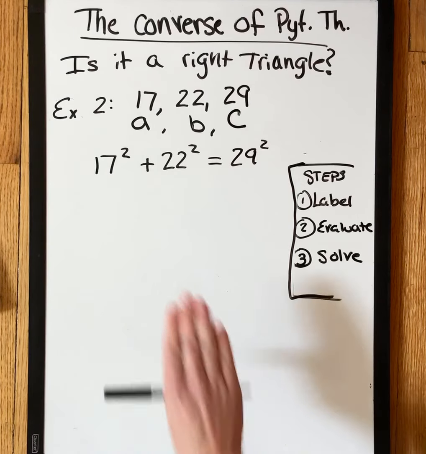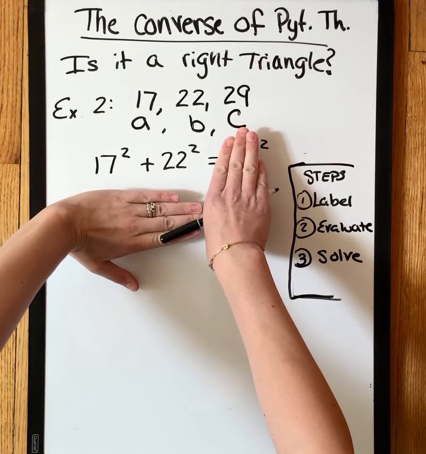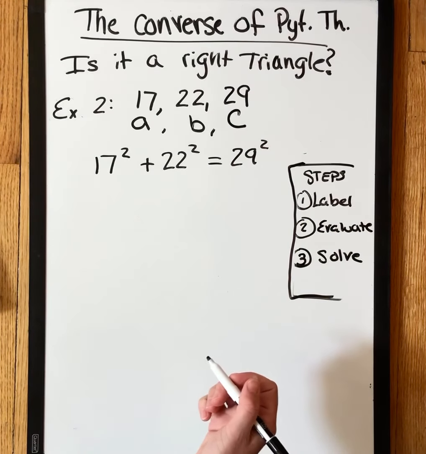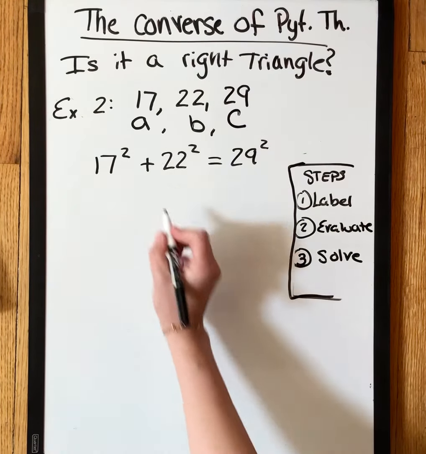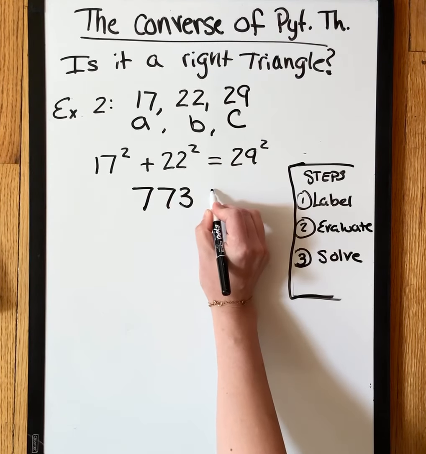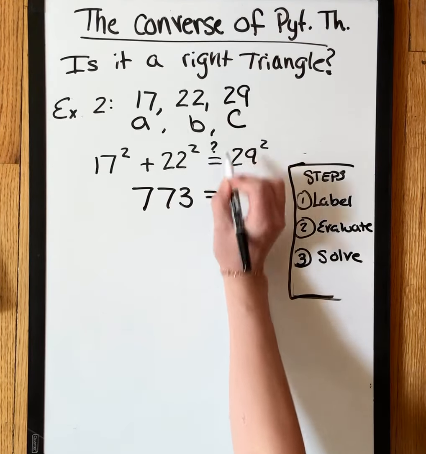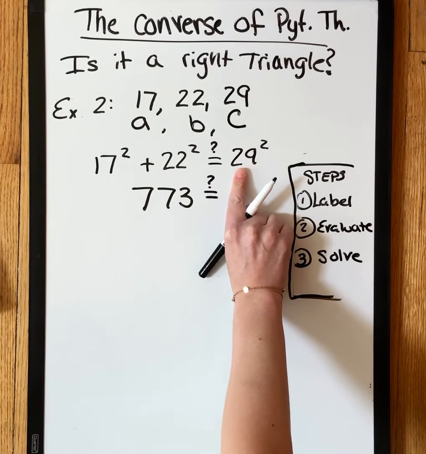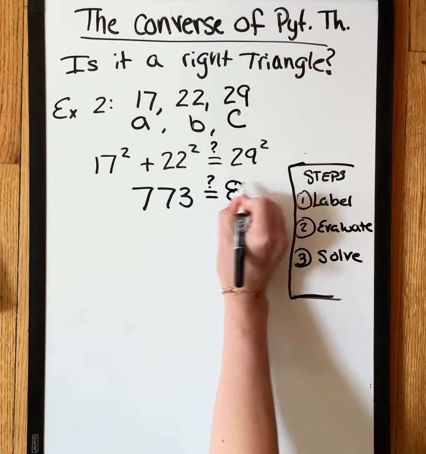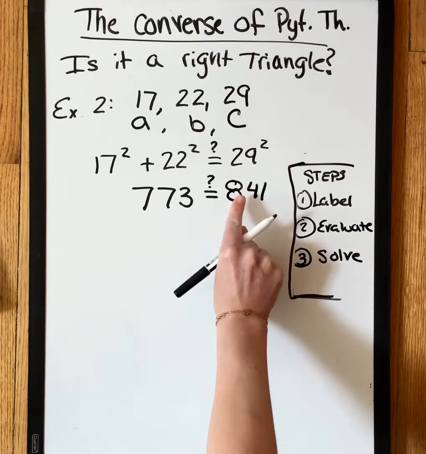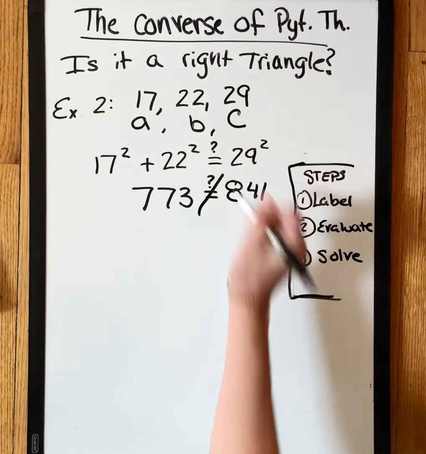I solve it. I'm gonna put this right into my calculator, 17 squared plus 22 squared. The calculator does the work for me, and I get 773. Is that equal to 29 squared? So I plug 29 squared into my calculator. I get 841. 773 does not equal 841, so those are not equal.